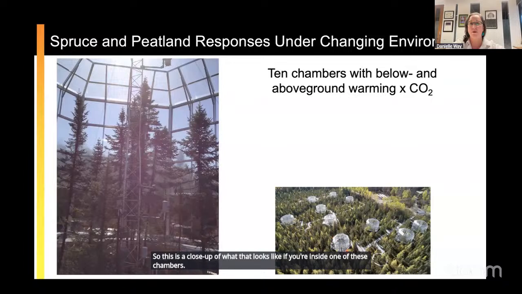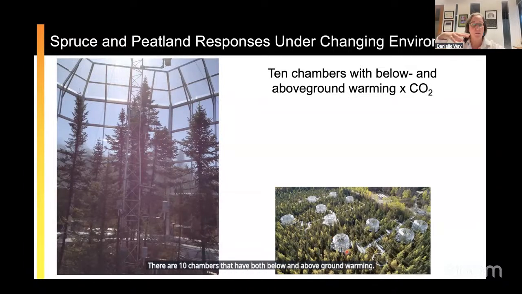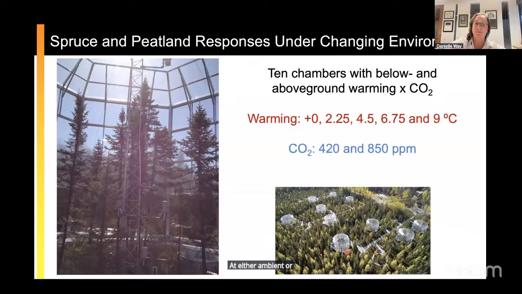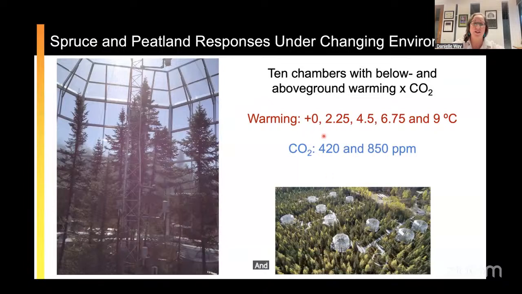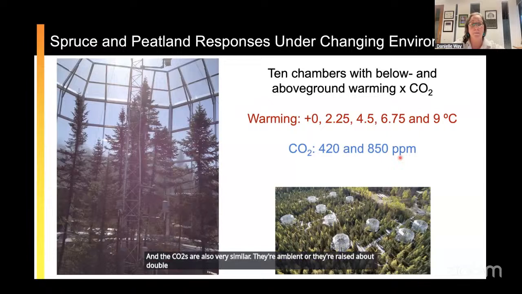There are 10 chambers that have both below and above ground warming and either ambient or elevated CO2 conditions. The warming ranges from anything from no warming all the way up to a +9 degree warming, so very similar to what we were doing in the glasshouse. And the CO2s are also very similar. They're ambient or they're raised to about double that, 850 ppm.